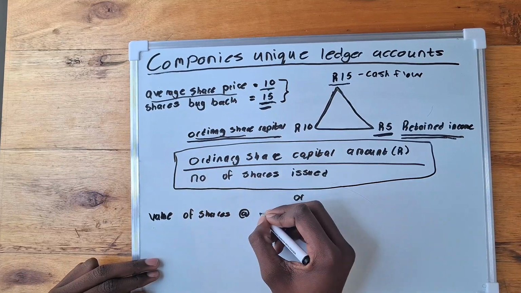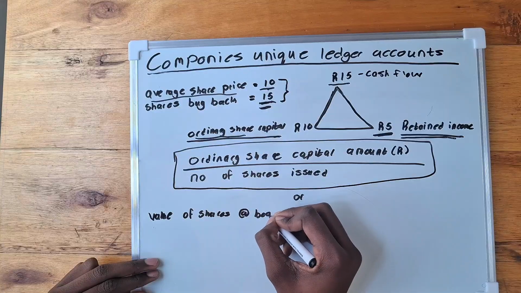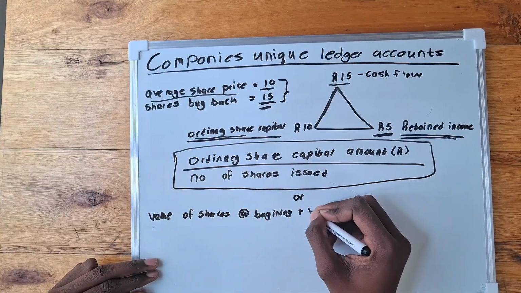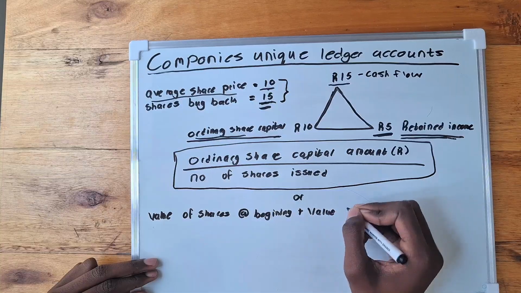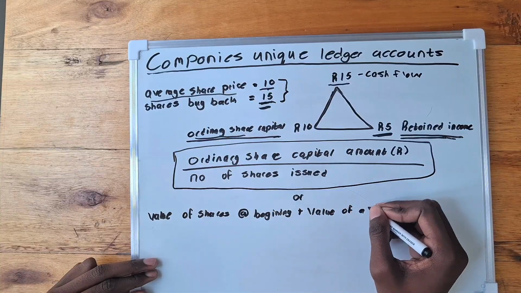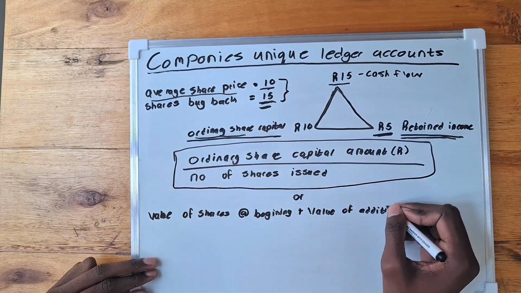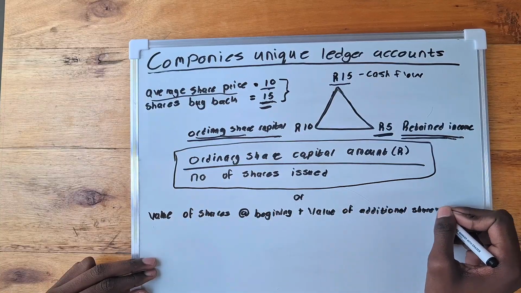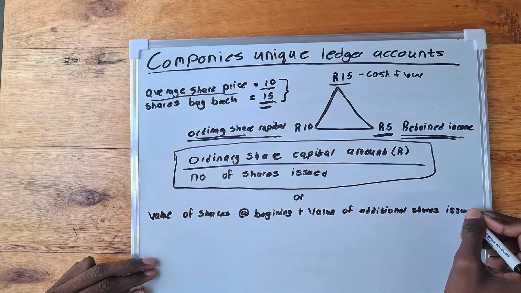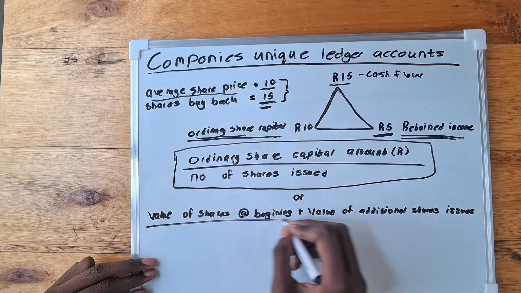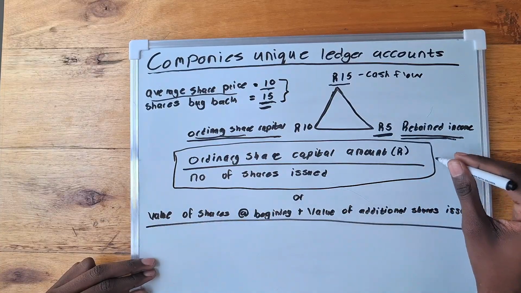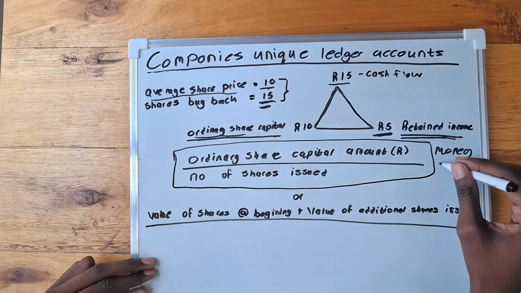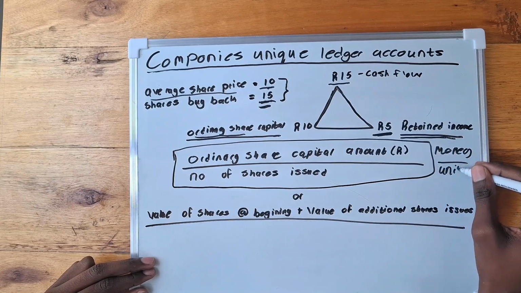at the beginning, right? Then plus the value of additional shares issued, right? Over. Now remember, with this formula, we know that on top it's money, right? On top it's money. Then on the bottom is the number of units, the number of shares.